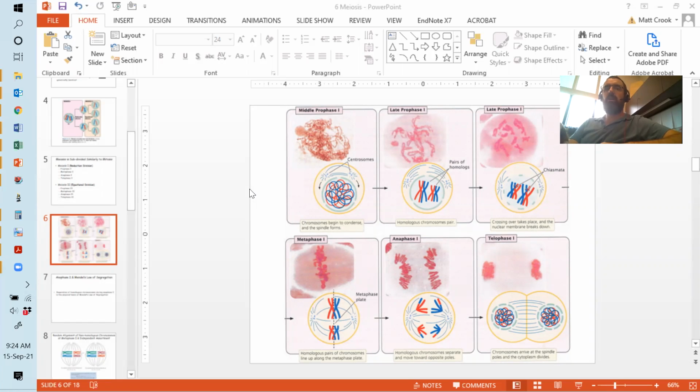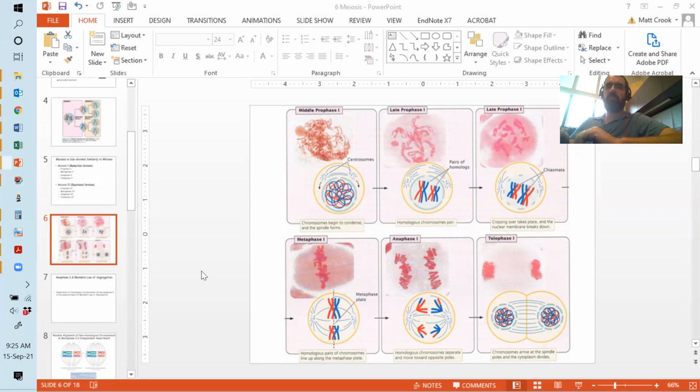So chiasmata are, good question, Infinity, and that's plural, chiasma, the regions where part of one non-sister chromatid is stuck onto the other non-sister chromatid.